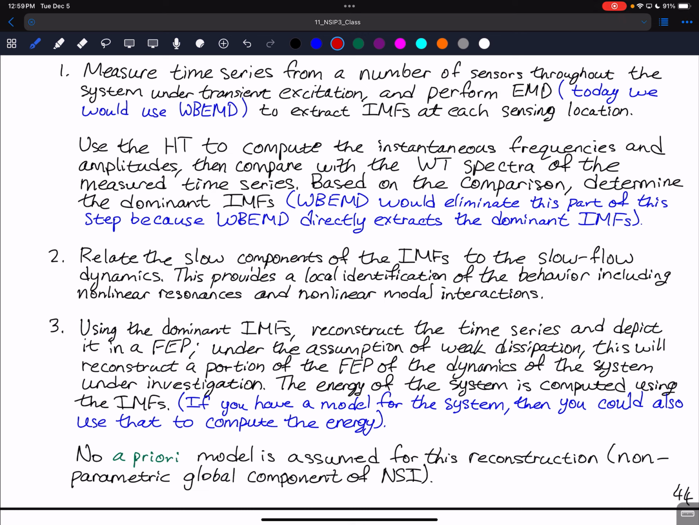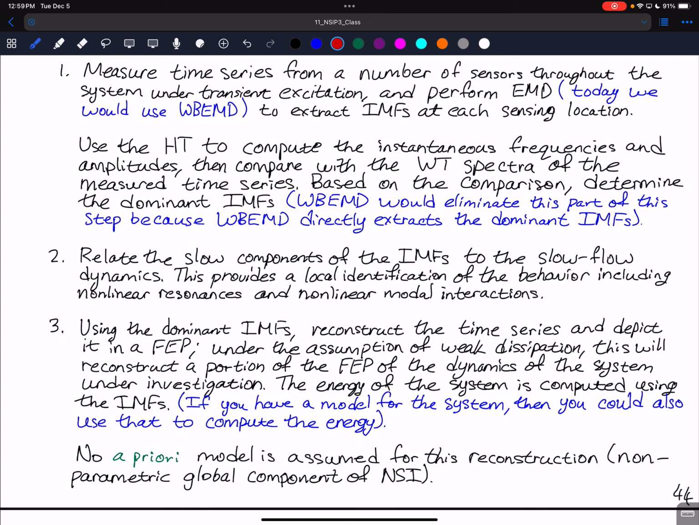And this is where you get this non-parametric global component. Global meaning that it represents the entire dynamics, not just the dynamics of a particular response that you've measured or a particular set of initial conditions. It represents the global response over many different initial conditions. And so one thing I think I'll add here is that you don't necessarily do this for only one response or one set of measurements. You can do this for multiple sets of measurements and then map out how the FEP changes. And I have a picture that we'll look at in a moment where I can talk about that.